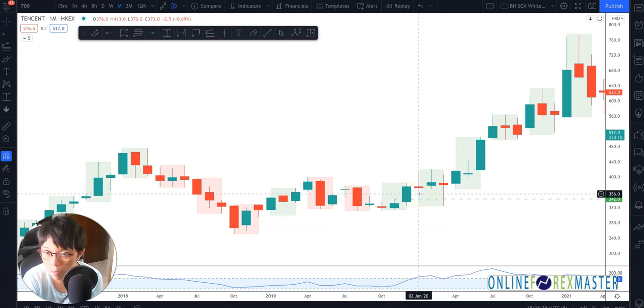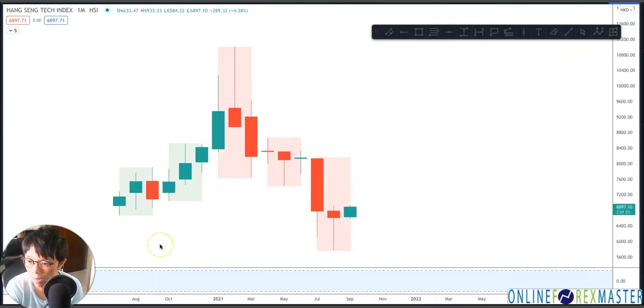With this, what can we learn? Let's take a look at another one. Let's look into Hang Seng Tech, which is an index that consists of many of the huge tech stocks like Tencent, Meituan, Alibaba. All the major e-commerce and technology stocks are all here.